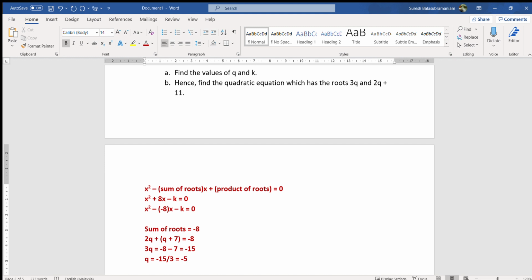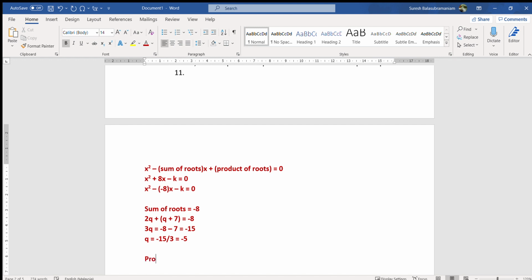Okay, we got the value of q. Now we do the product of roots. Product of roots is the last part of the equation. In this case it's negative k. So product of roots is you multiply the roots. So what are our roots? Roots are 2q multiply q plus 7 equals to negative k.